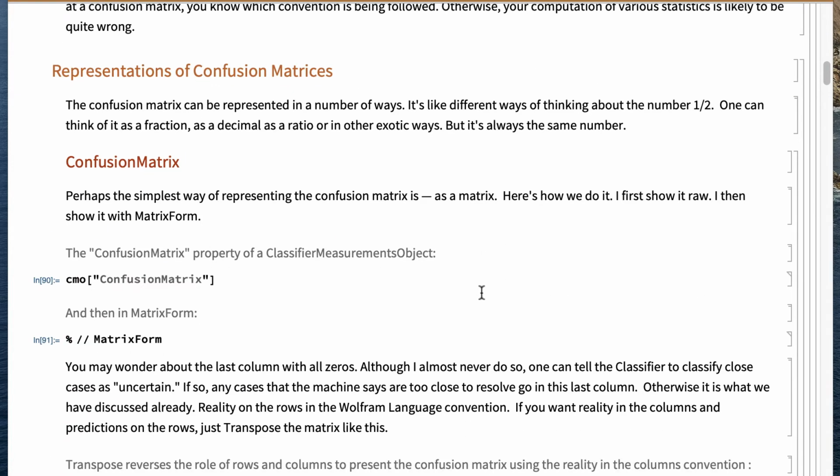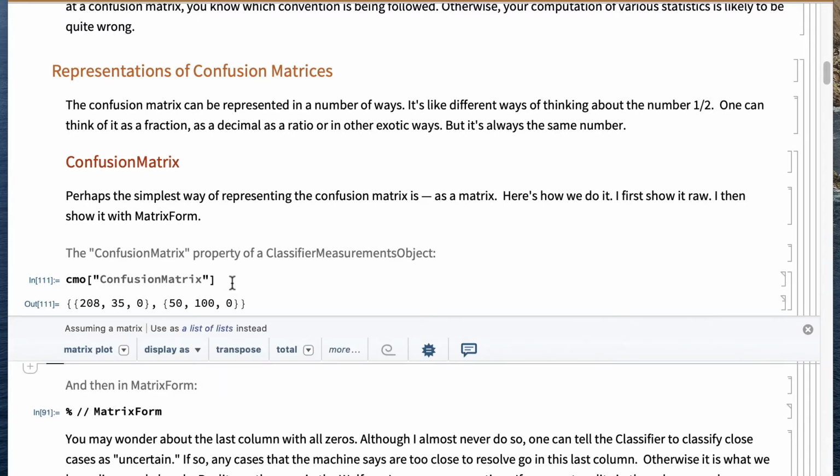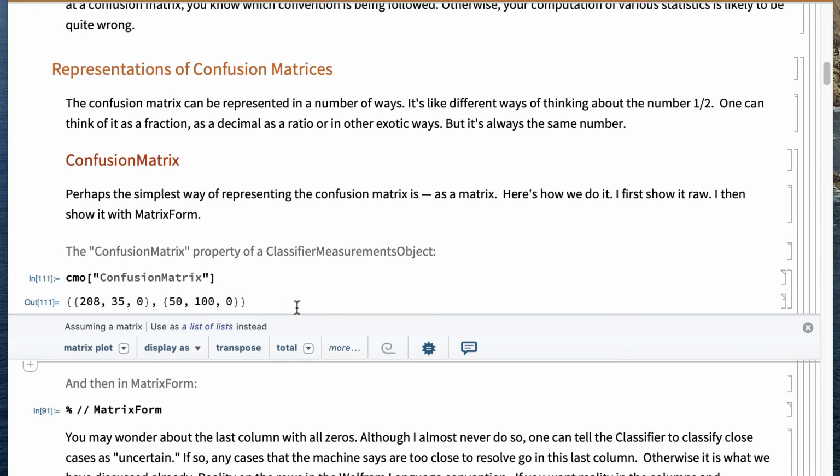There are a number of ways of representing confusion matrices. One you just saw, that plot, but also you could just get the numbers, and here's the confusion matrix itself. You'll notice that there's this last column of zeros. This is here in case you've asked the classifier to say, in close cases, tell me it's indeterminate. I haven't done that. It's not something I typically do, but that's what that last column is going to be.